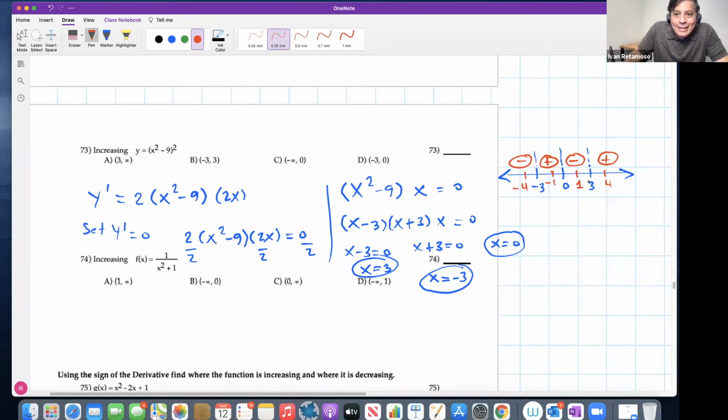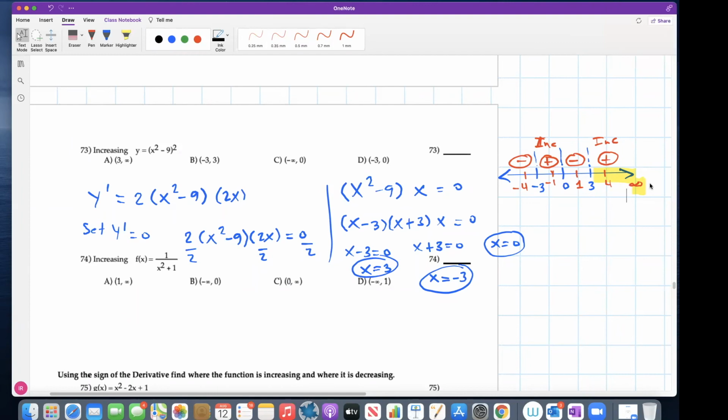So then they say take the largest interval where it's increasing. The largest is this, right? Increasing where the derivative is positive, decreasing where the derivative is negative. So increasing here, but the largest interval where it's increasing is this, right? This is from 3 up to infinity. So this is telling you that the answer for this question, 73, should be, yeah, very good, A, right? A.